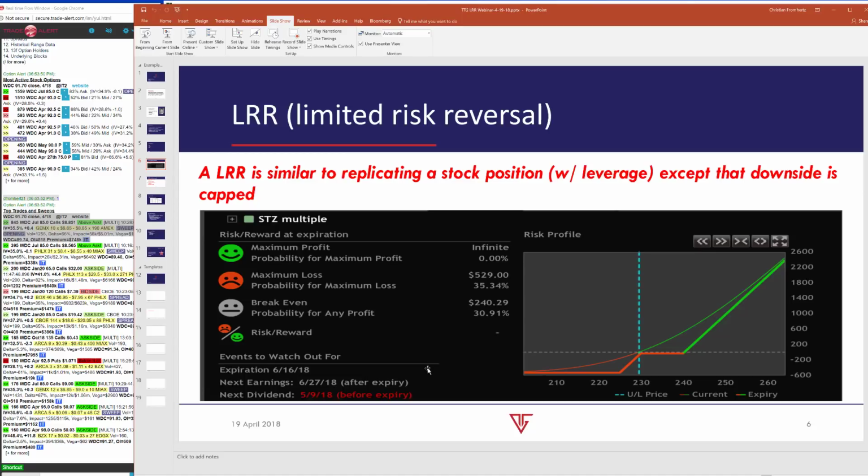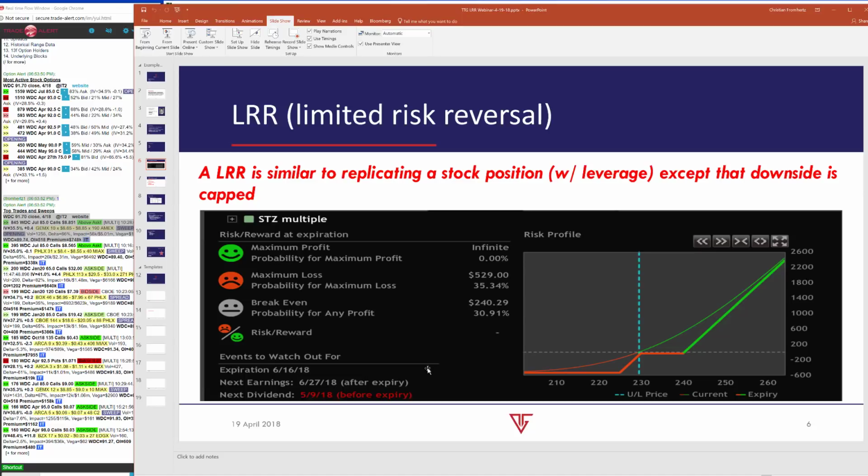I want to talk about what a limited risk reversal is. If you're not familiar with this term, it's pretty simple. It's not a complicated option structure, but I'm going to go through all the advantages and why I think it's a really good strategy for this type of market. It's similar to replicating a stock position with leverage, except that your downside is capped.